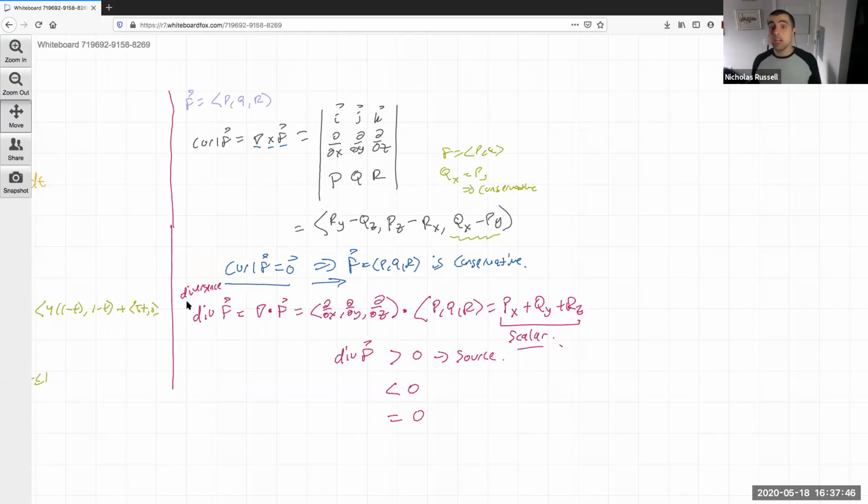If it's negative, that means more water is coming in rather than going out. We call this a sink. Okay. And if it's a sink, that means more stuff is coming in rather than going out. Lastly, if it's zero, that means an equal amount is going in and out. We actually call this incompressible. It's an incompressible fluid.